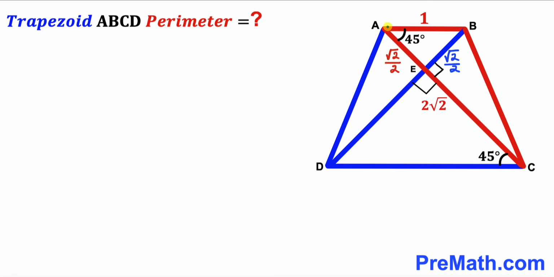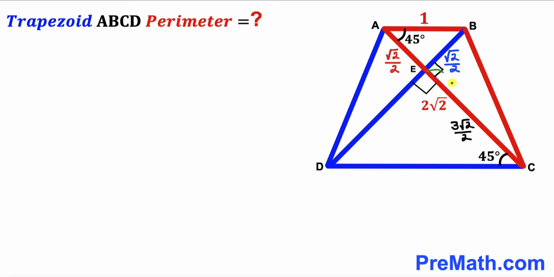So our AE segment length is square root of 2 divided by 2, and we know that the whole diagonal AC length is 2 times square root of 2. So this segment CE length is going to be 2 times square root of 2 minus square root of 2 divided by 2. If we subtract them, that is going to give us 3 times square root of 2 divided by 2.